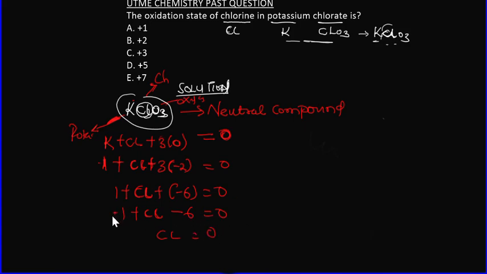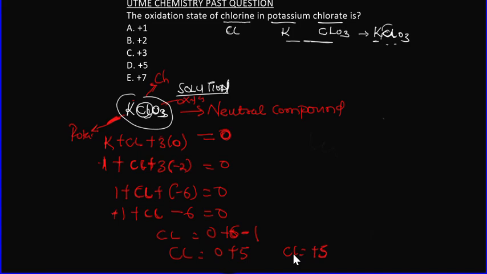Remember, this is +1. I did not put the plus because plus 1 is also just 1. When this comes here, it turns to -1, or let me first bring this one here. When this comes here, -6 turns to +6, and this one turns to -1. So we have Cl equals 0 plus 6 minus 1, which is 5. So Cl equals +5.